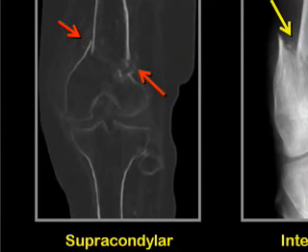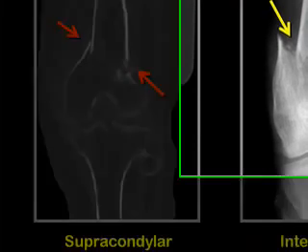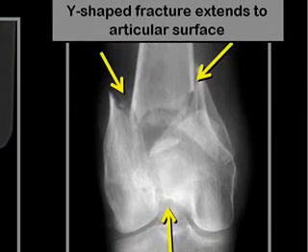This is a CT reconstruction of a supracondylar fracture. The red arrows are pointing to the diagonal fracture line just above the femoral condyles. This is a frontal radiograph of a patient with a comminuted intercondylar fracture. Not only is there a supracondylar fracture, but the fracture extends between the two condyles into the joint space, so this is an intra-articular fracture.